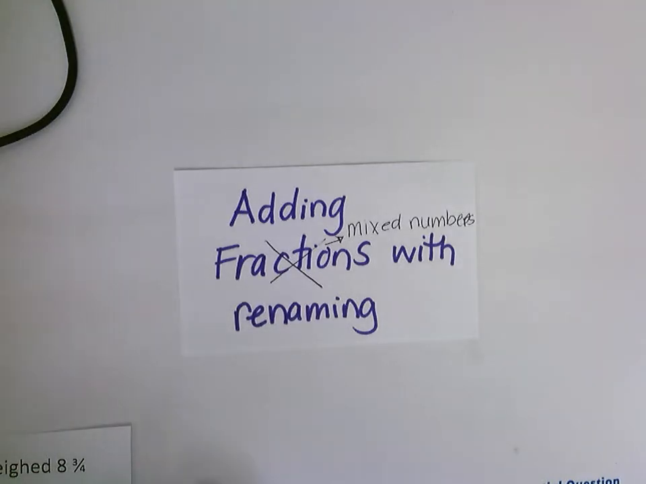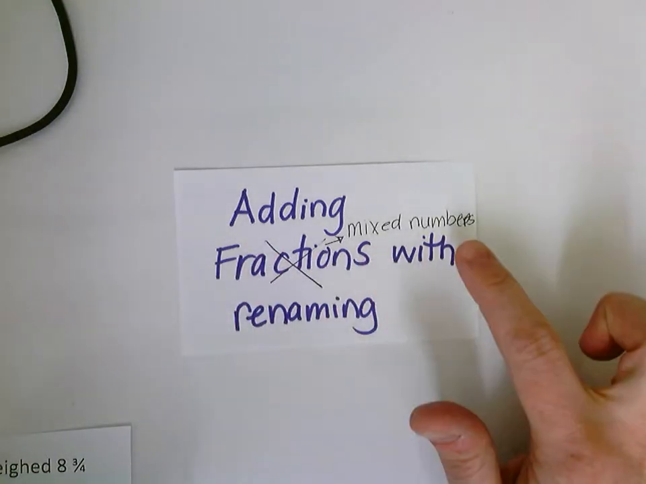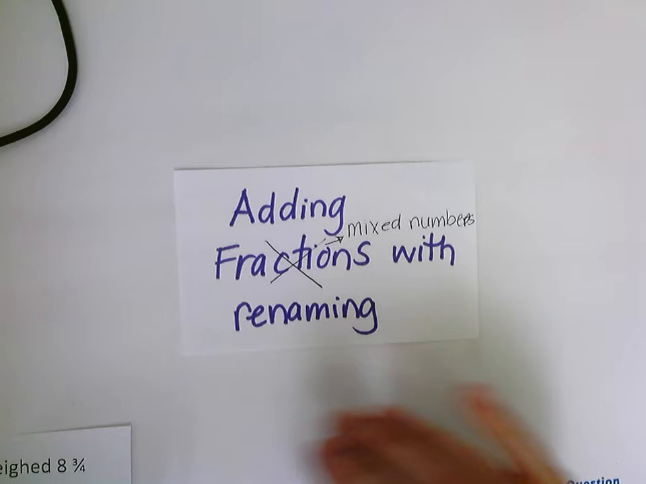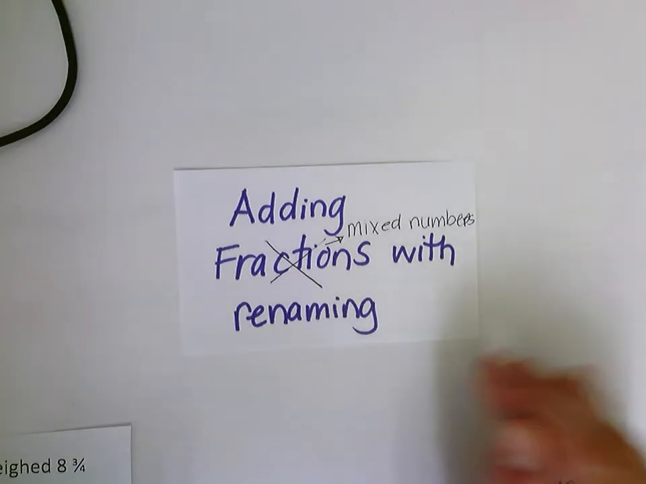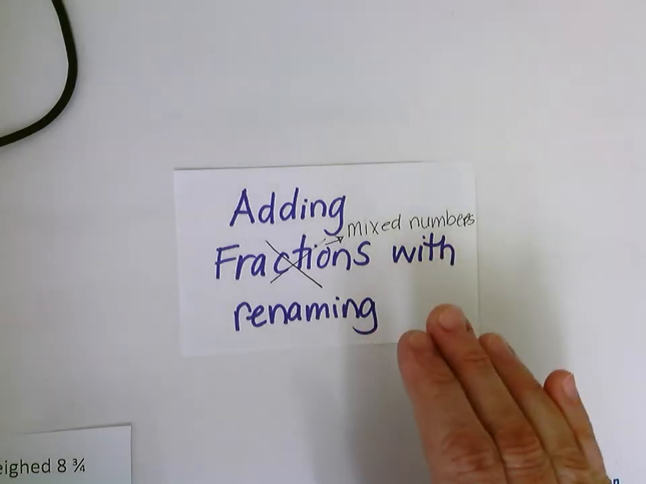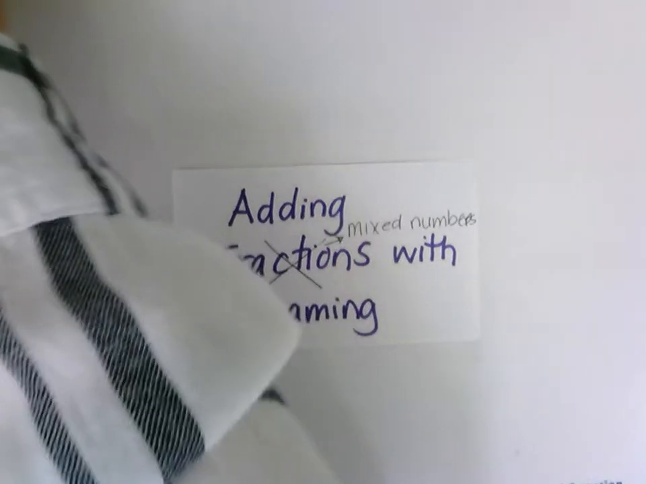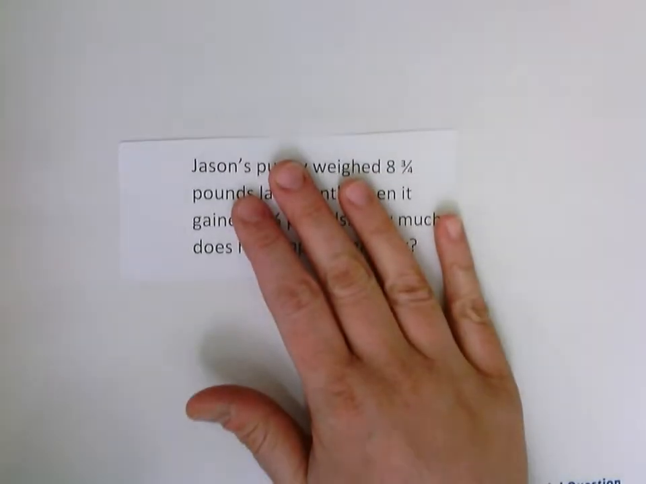Let's do an example or two of adding mixed numbers with renaming. So we did some examples of just a fraction and changing our answer that was an improper fraction into a mixed number. What if we already started with a mixed number and we get an improper fraction in our answer? Let's take a look at what that would look like. Okay, so here's the problem that we're going to be working with.